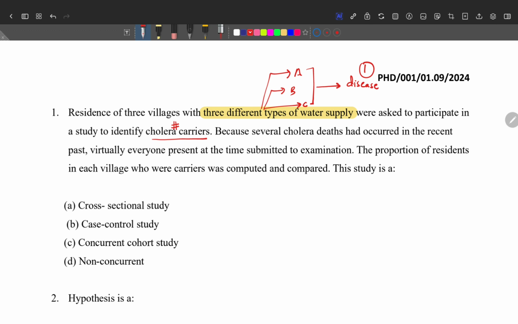So three different kinds of people are moving towards an identification of one disease because several cholera deaths had occurred in the recent past. Okay, now virtually everyone present at the time submitted to the examination. This phrase, at the time, is very important. At the time of examination, the proportion of residents in each village who were carriers was computed and compared. The study is called as what?